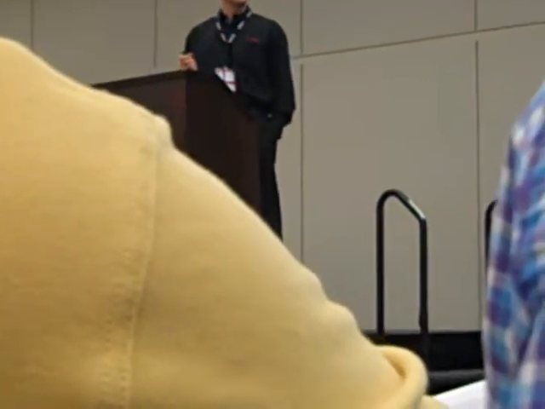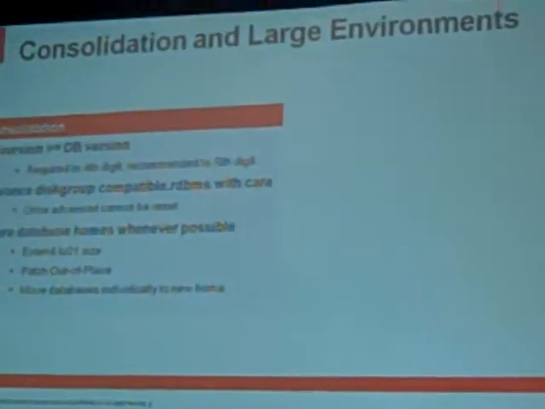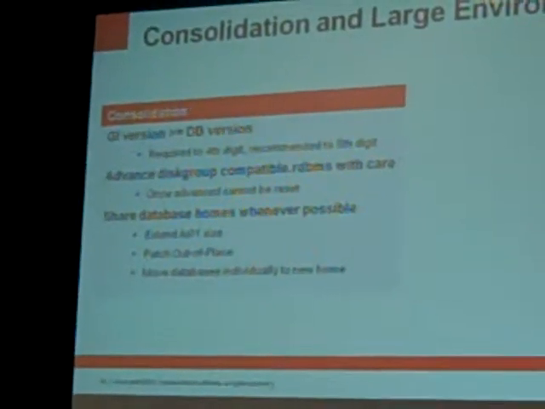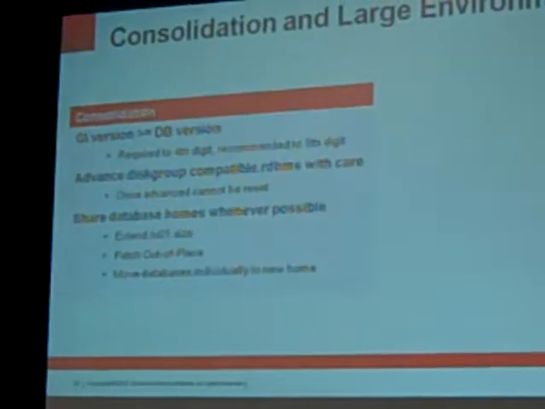Okay, a quick word about consolidation in large environments, since that is what many customers are using Exadata for. For consolidation, the grid infrastructure version needs to be greater than or equal to the database version. It's required to the 4th digit. I'd recommend it for the 5th digit also.